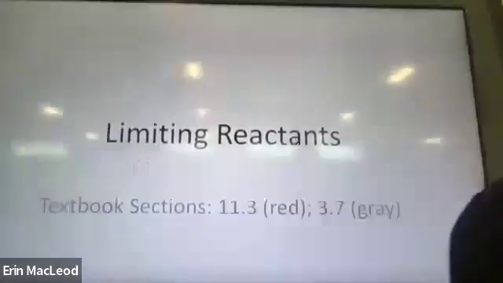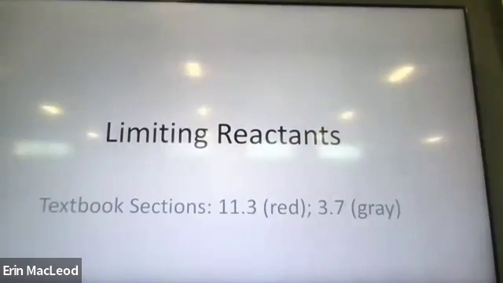is going to be what we call limiting reactants. So last week you did your lab where you designed your own little experiment and measurements.